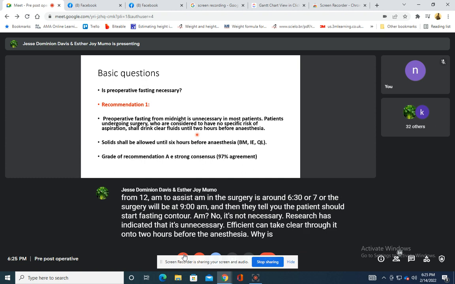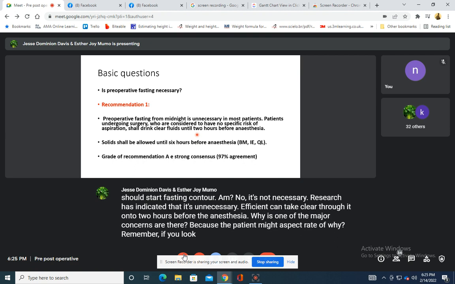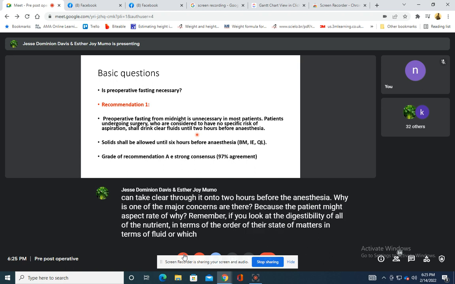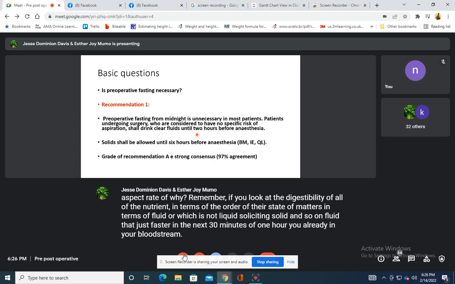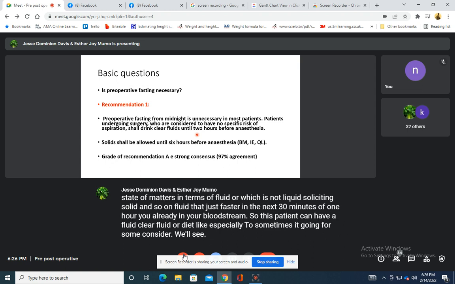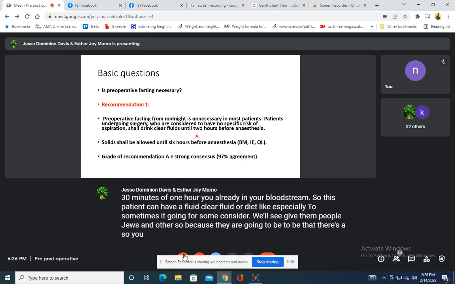Why? One of their major concerns has been that the patient might aspirate. But remember, if you look at the digestibility of all of the nutrients in terms of the order of their state of matter, in terms of fluid, which is liquid, solid, semi-solid, and so on, fluid digests faster. In the next 30 minutes to 1 hour, it is already in your bloodstream. So this patient can have a clear fluid diet, like, especially for those who sometimes go in for some procedure, we say give them apple juice and all those, because they are quick to be digested. So you can advocate for the patient not to fast for that long, depending on the procedure.